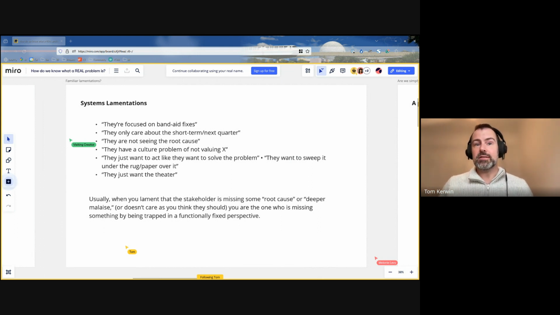I was saying these things: look, the problem is design. Why are they missing this root cause? Why are they not doing the things that are obvious to me, that are clearly the thing that is wrong? And one of the points he makes is this: if you are the one who thinks everyone else is missing the thing, you're the one who's missing something by being trapped in a functionally fixed perspective.